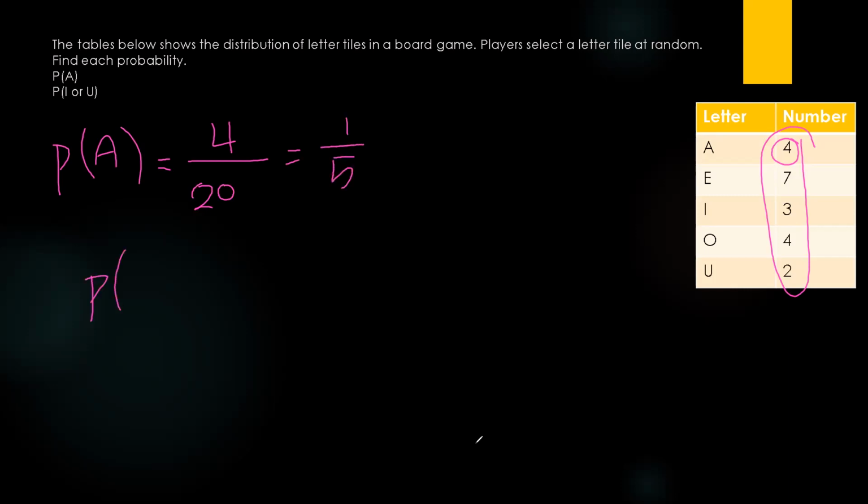Now, I or U. Here you see the word or. This means mutually exclusive or overlapping.